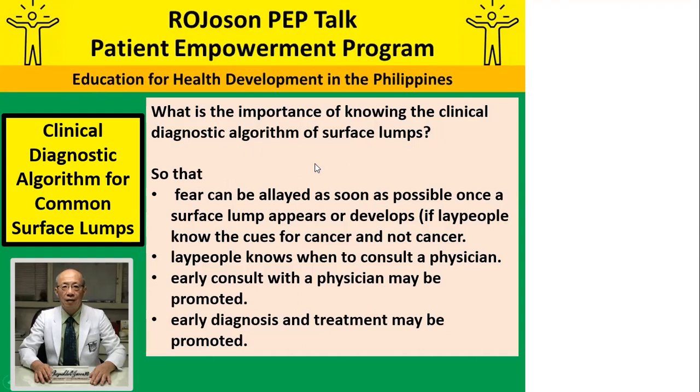So just try to remember that algorithm, the basic one, so that fear can be allayed as soon as possible once a surface lump appears or develops. Okay. Lay people know when to consult a physician. Early consult with a physician may be promoted. Early diagnosis or treatment may be promoted.